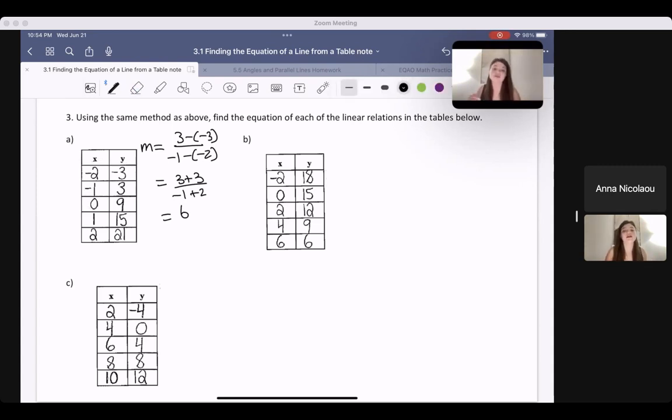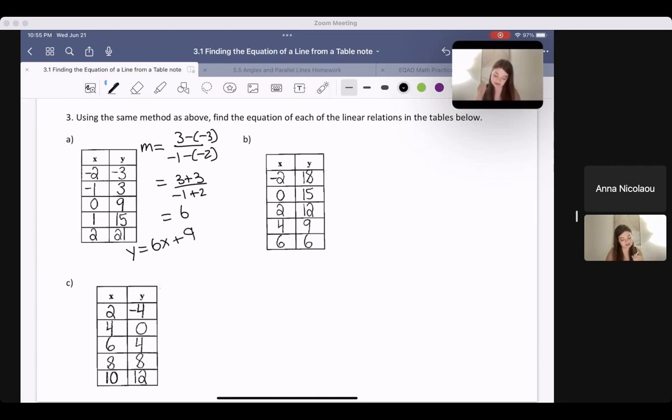Now, what's the y-intercept? Well, it's going to be 9 because we have this point here of 0, 9. And we know that the y-intercept is the point at which, when x is 0, what is y, right? So, therefore, y is going to equal 6x plus 9.